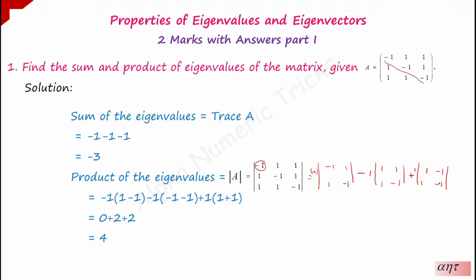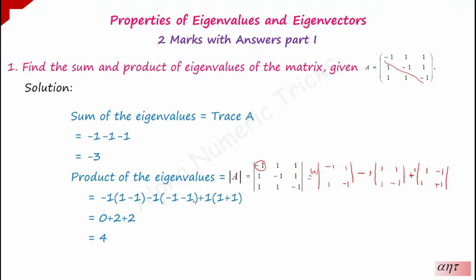Now we have to multiply this. Always start here with -1 into -1, cross multiply. -1 into -1 is plus 1, minus 1 into 1 is -1, so you write 1 minus 1. Next, -1 into -1 minus 1. 1 into -1 is -1, and -1 into 1 is -1, so -1 minus 1.